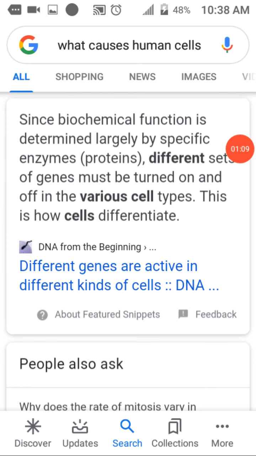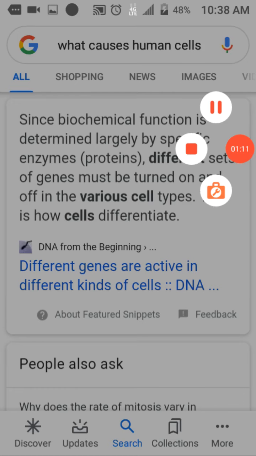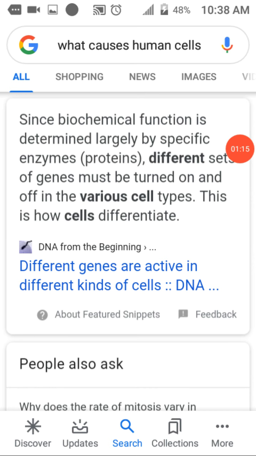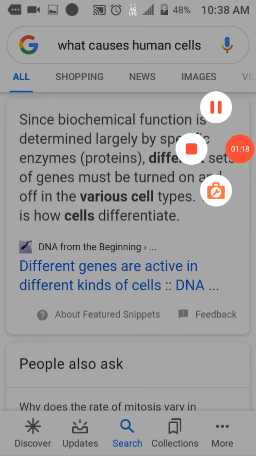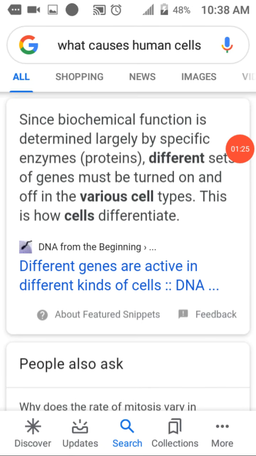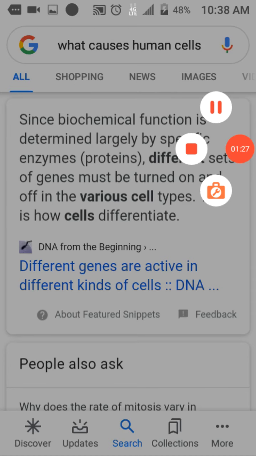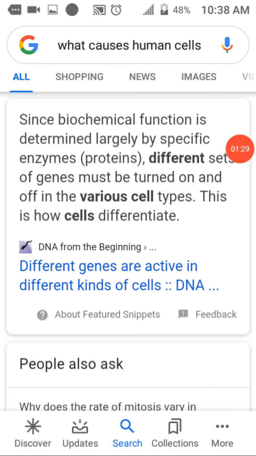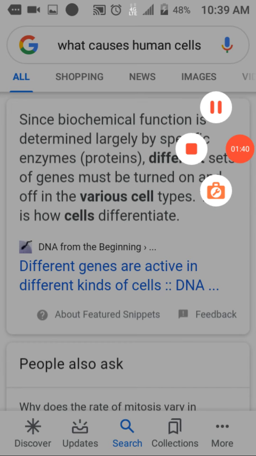So we can actually differentiate our bodies by injecting ourselves with different chemistries. So it causes a mutation essentially. We mutate with chemistry. We do not necessarily have to change the DNA. However, at some point, as it says here, different sets of genes must be turned on and off in the various cell types.